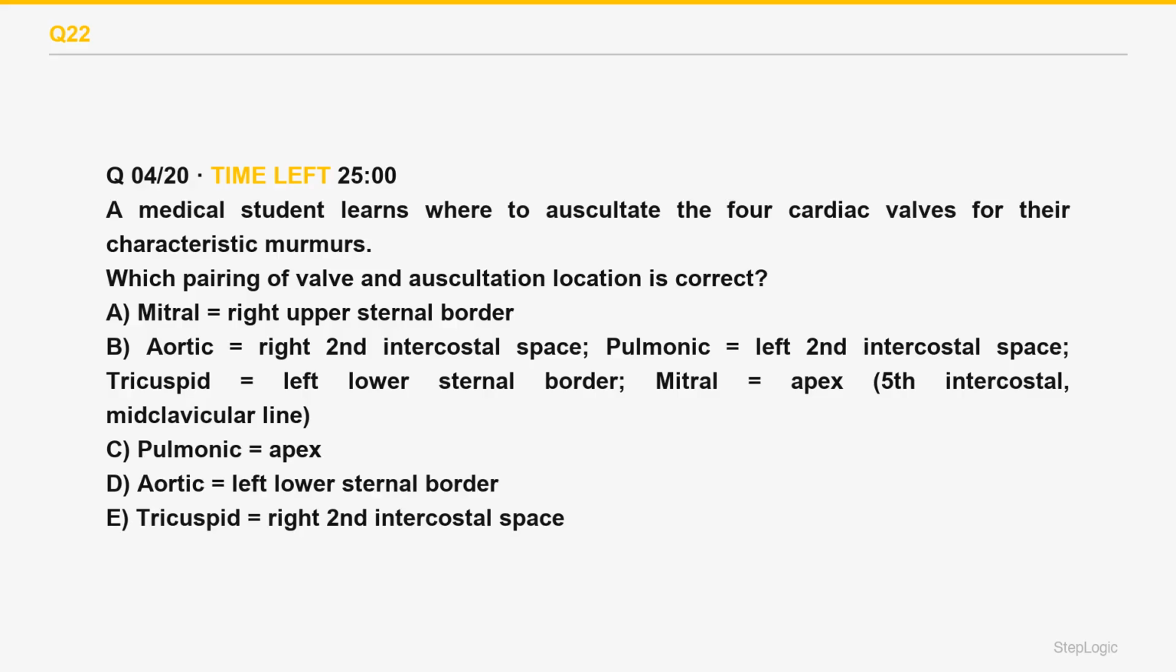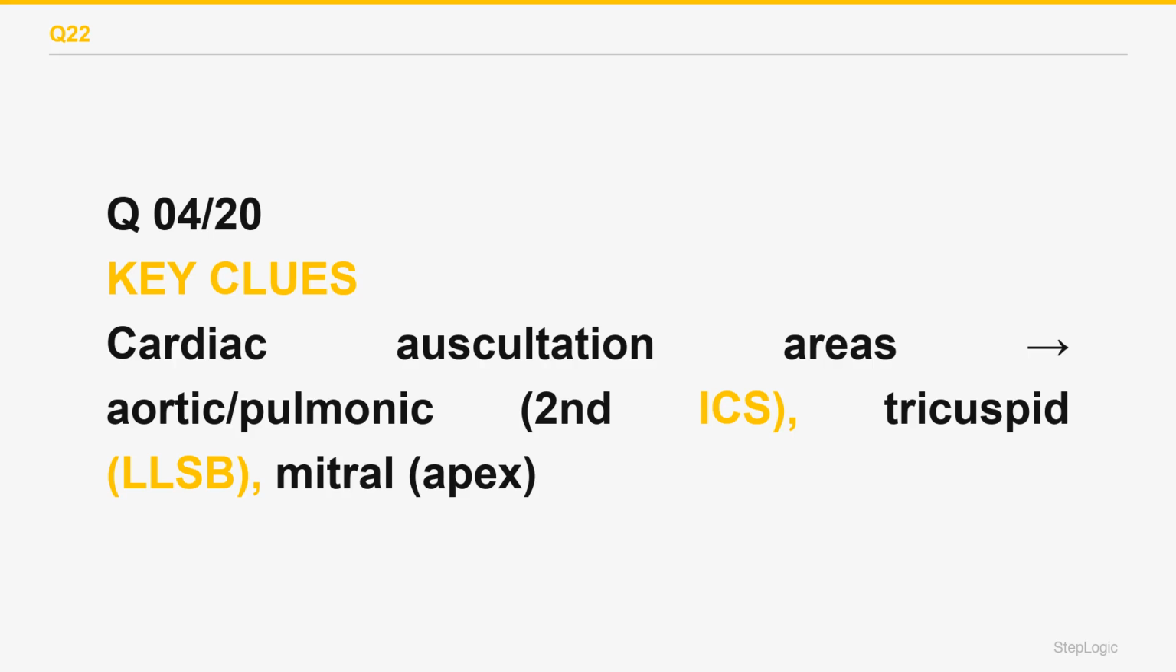Which pairing of valve and auscultation location is correct? A medical student learns where to auscultate the four cardiac valves for their characteristic murmurs. Read the command: which valve location pairing is correct. Aortic, right second intercostal space; pulmonic, left second intercostal space; tricuspid, left lower sternal border; mitral, apex.